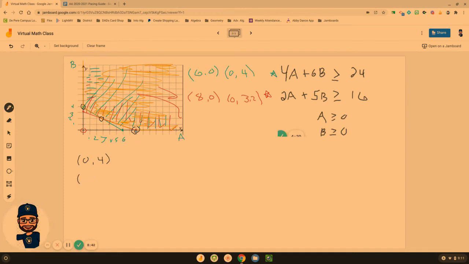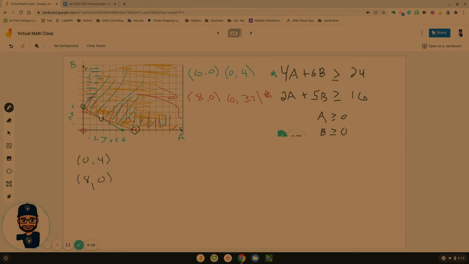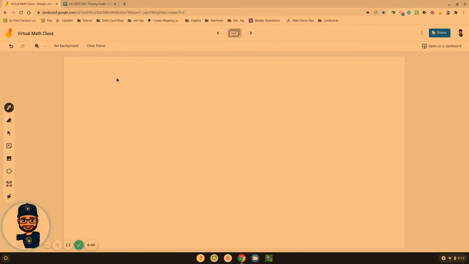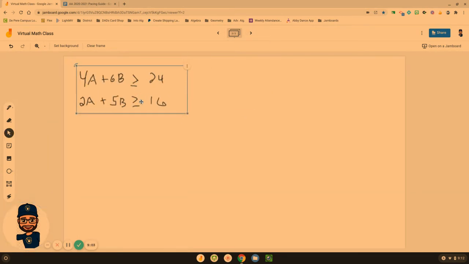Second vertex is the x-intercept on the red, 8, 0. And then the third vertex is the intersection of those two lines. To find the intersection, we still are going to be using our elimination method. So let's see how we might eliminate a variable to solve and find the intersection point. It looks like we could probably multiply the bottom equation by -2 to help us eliminate the a's. -4a plus -10b equals -32, right? And we're solving them pretending that they're equal signs for right now.